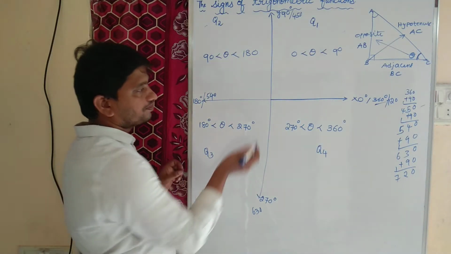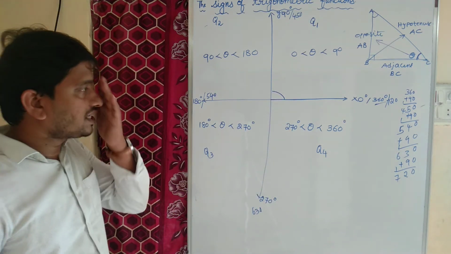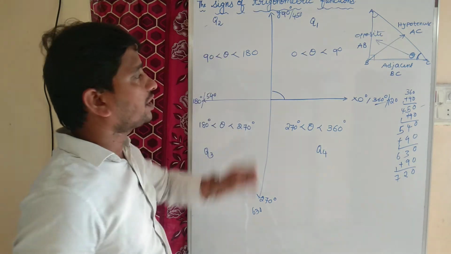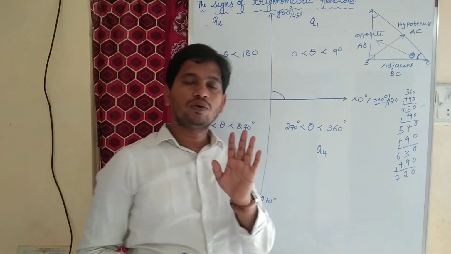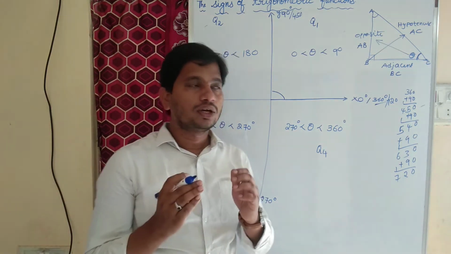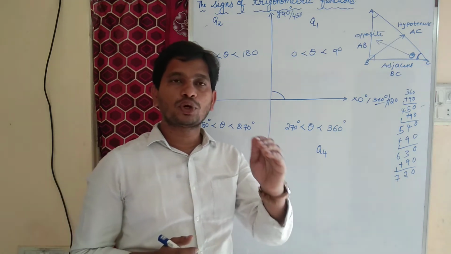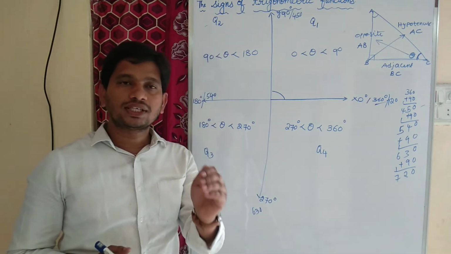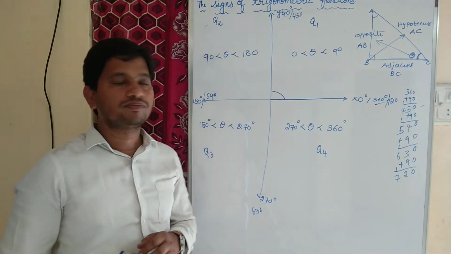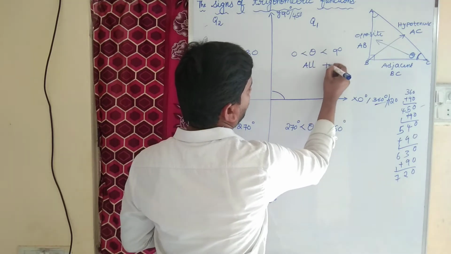Right? So this is our first coordinate which lies between 0 to 90, and our topic is the signs of trigonometric functions. We have 6 trigonometric functions, that is sin theta, cos theta, tan theta, and the reciprocals cosec theta, sec theta, cot theta. In coordinate 1, all trigonometric ratios are positive.